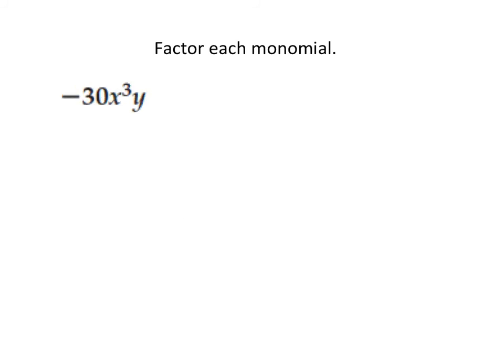On this slide, we also have factor each monomial. We now have negative 30 times x cubed times y. Let's deal with the negative 30 first. The first step, and we kind of read this in our definition of factors, is that we needed to get rid of the negative. So negative 1 times 30. That's the first step. We removed the negative out and made it a negative 1.